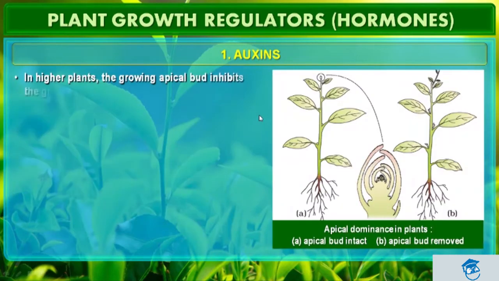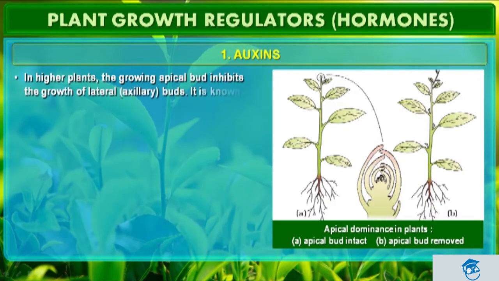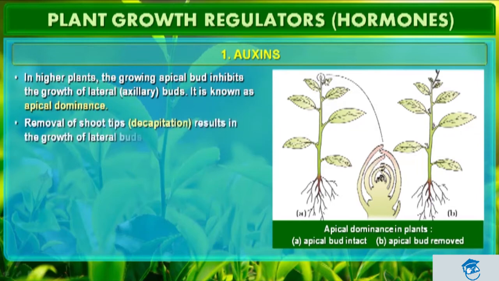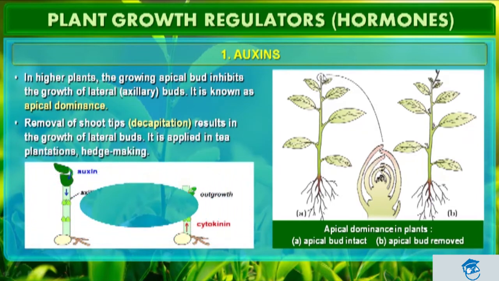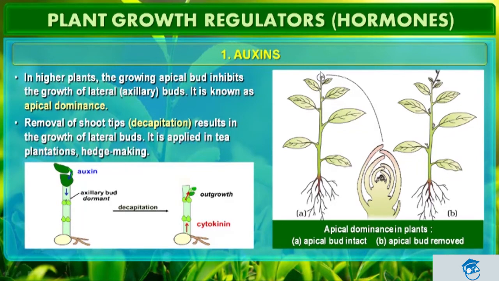In higher plants, the growing apical bud. See, this is the apical bud. Apical bud is a bud which is present at the top. That bud we call as apical bud. So the apical bud inhibits growth of lateral buds. See, these are the lateral buds. So this apical bud inhibits the growth of axillary bud. It is known as apical dominance. That means apical bud shows dominance over lateral bud.